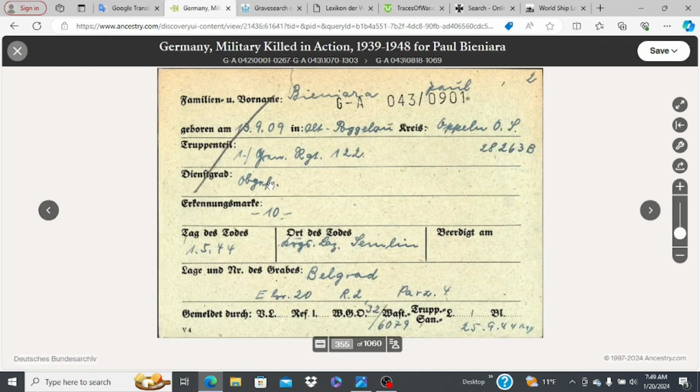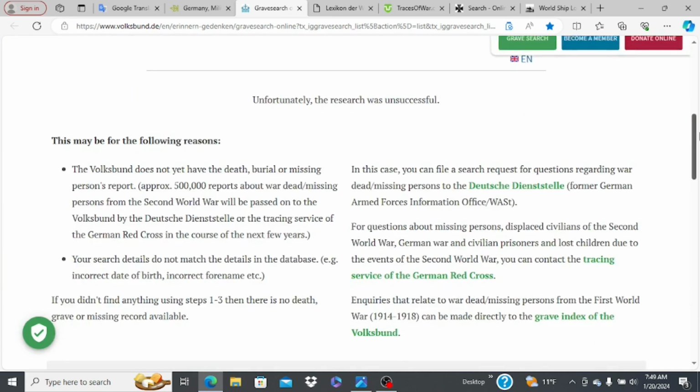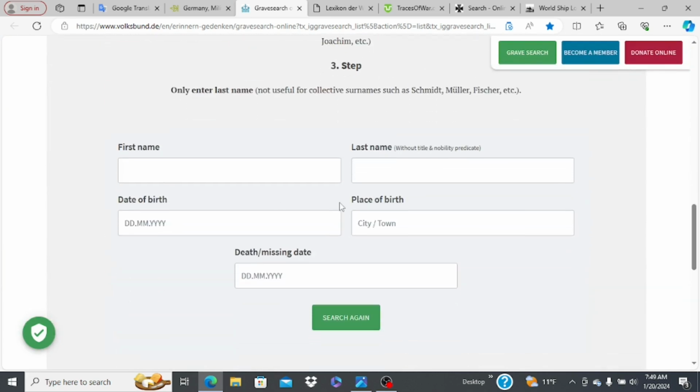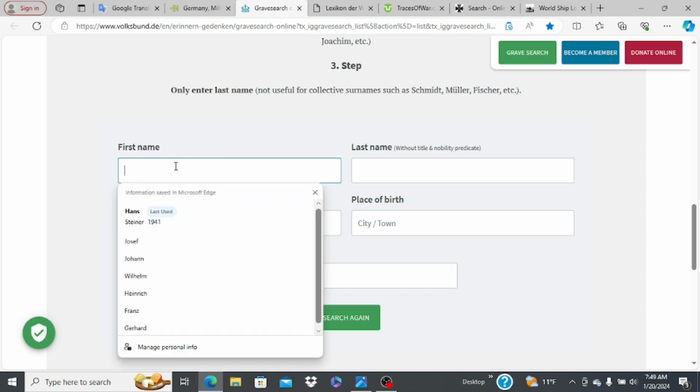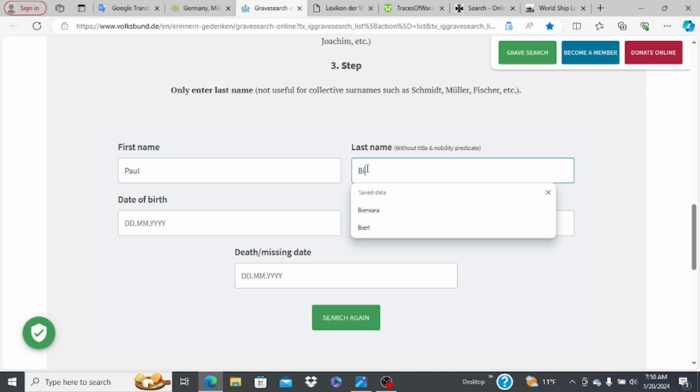We know that he was in the 1st Company of Grenadier Regiment 122. So next we're going to go to the grave search here. This is Volksbund. Volksbund is the organization that maintains all of the military cemeteries. They do great work, and they maintain a really good archive. So it's definitely a good resource, and if you're looking for a charity, they're a pretty decent one. I'm going to type in his information here.